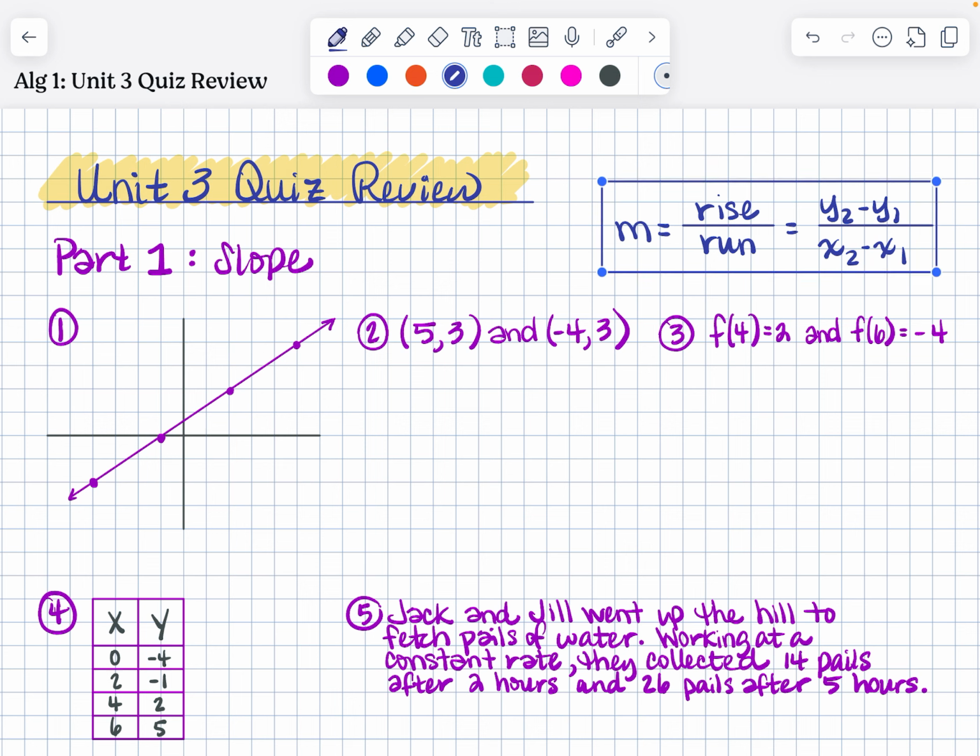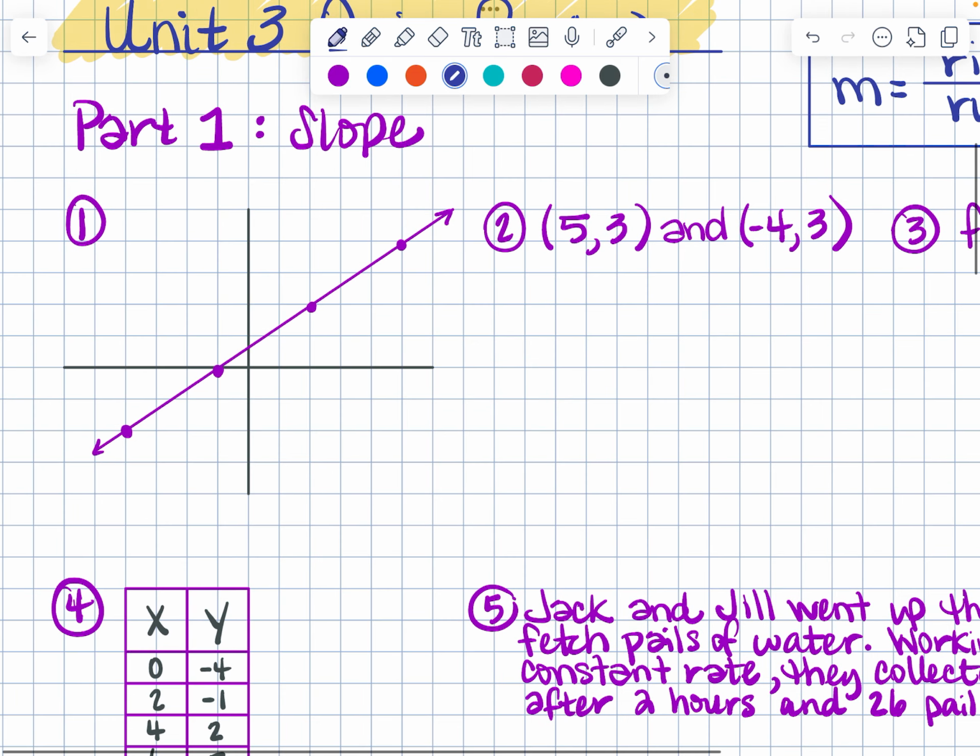And so remember, you need to be able to identify slope from a graph, from a table, from two given points, and from a word problem. So we're just going to go through a few of those examples, okay? So the first one is slope from a graph. So clearly this is an increasing line, so you know it has a positive slope.